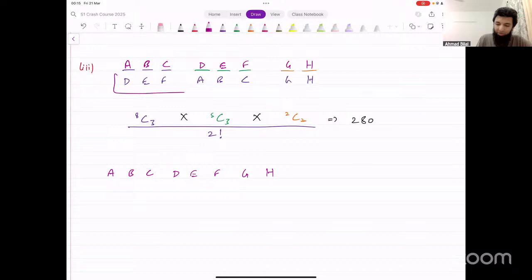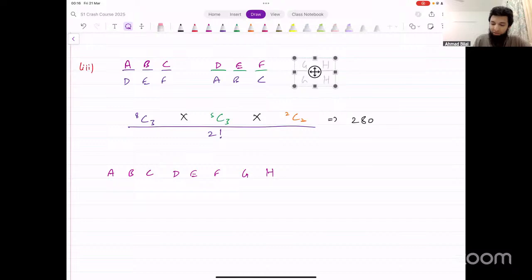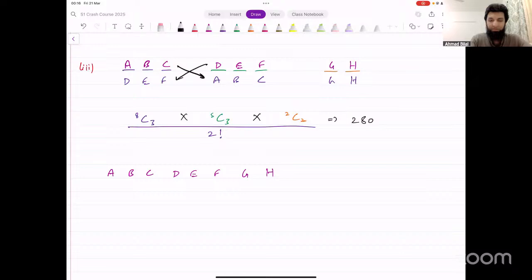This is another possible grouping. But they are essentially the same. There's no difference between them. The only thing that has changed is the 3 people that were in the first group earlier, now they've moved to the second group, and the 3 people that were in the second group earlier, they've moved to the first group. Right? They've just switched places, but the groupings are still the same.